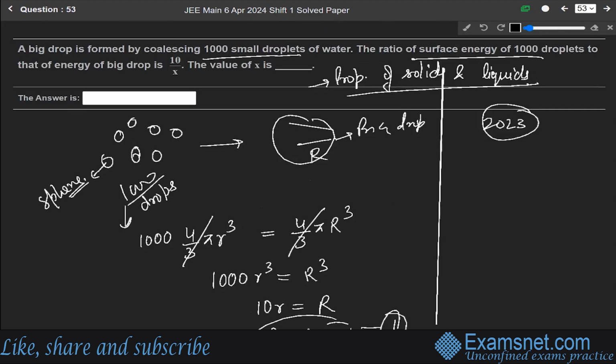Comparing it with that given in the question, 10 over 1 equals 10 over x, which means the value of x is 1 here.